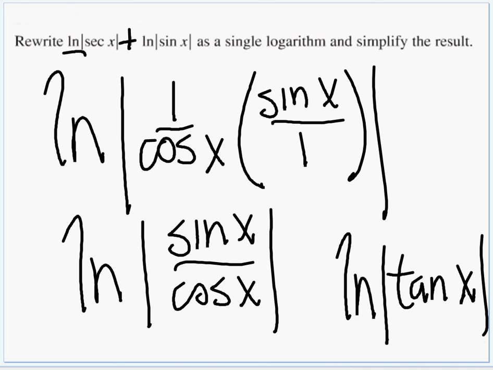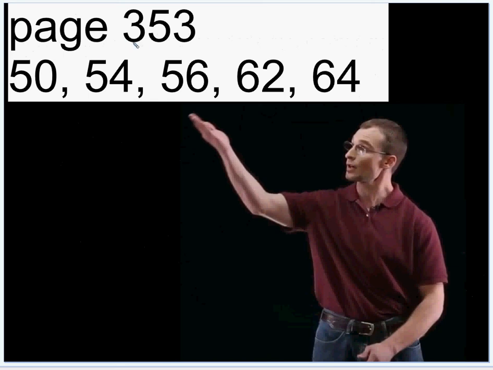Okay, up next is the assignment. Here is page 353: numbers 50, 54, 56, 62, 64. I'm going to look into maybe getting that on WebAssign. We'll see what that looks like for these types of problems. Okay, and that is the end of section 5.1. I'll talk to you in class.